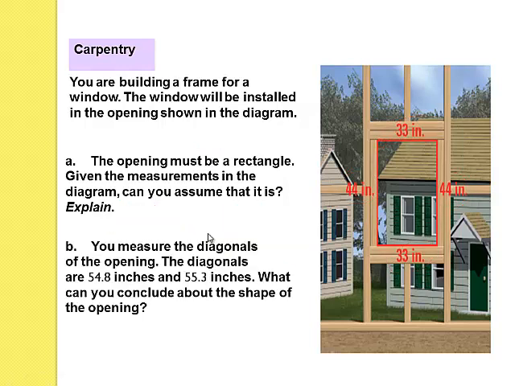Okay, so we measure the diagonals of the opening. The diagonals are 54.8 inches and 55.3 inches. What can you conclude about the shape of the opening? Well, since we know it's 54.8 inches from here to here, one of the diagonals, I'm just picking one, it could be the other one. So let's say this is 54.8, and then this diagonal here is 55.3.